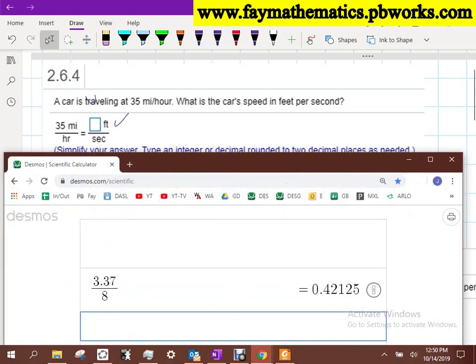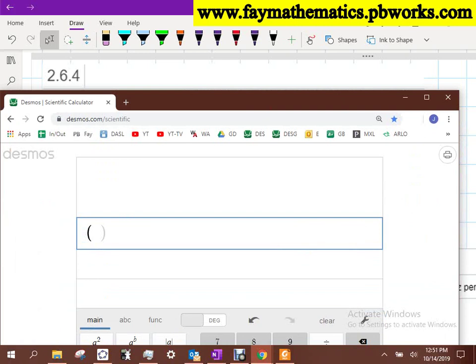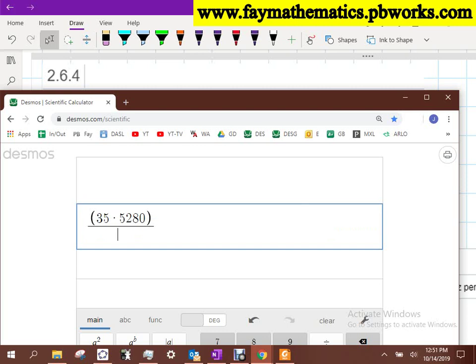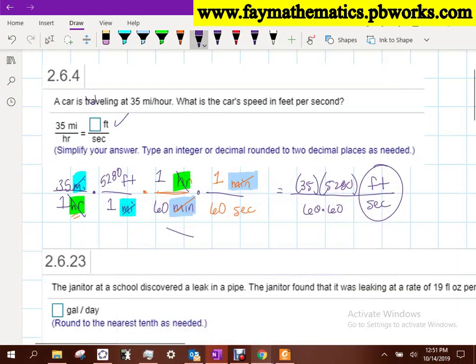it is 51.3 repeating. So it looks like this. We had 35 times 5280. And then on the bottom, we had 60 times 60. I'm just going to write it this way, 60 squared. So I get 51.33 repeating feet per second. So let's talk about what that means.